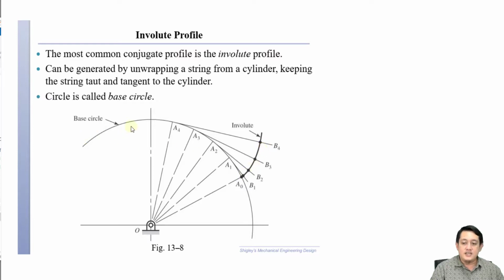The base circle will be different based on the size of the gear, which is why a larger base circle will have a different involute profile from a smaller base circle. If you have time to look at two different sizes of gear, please check the involute profile of the gear. It will be slightly different.